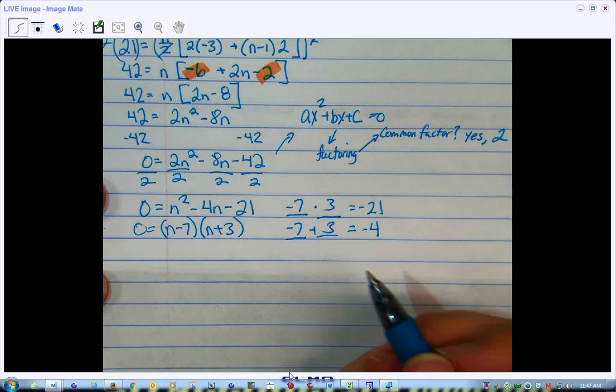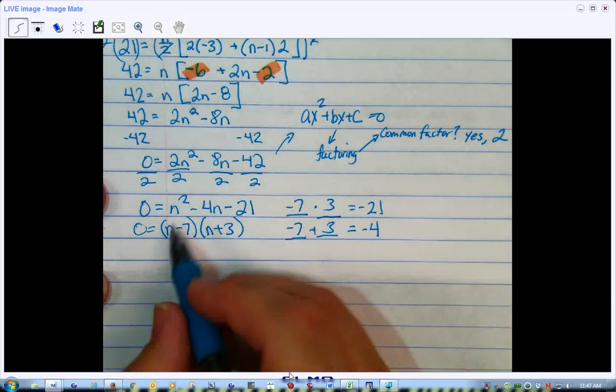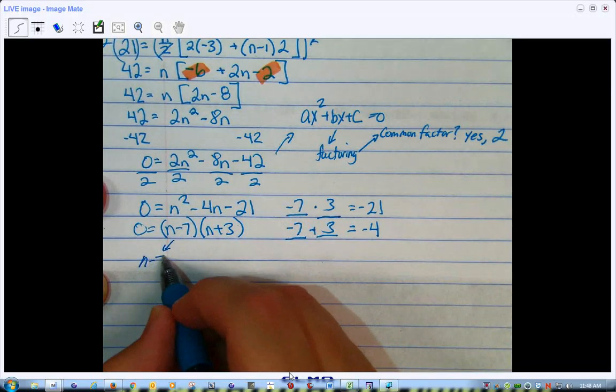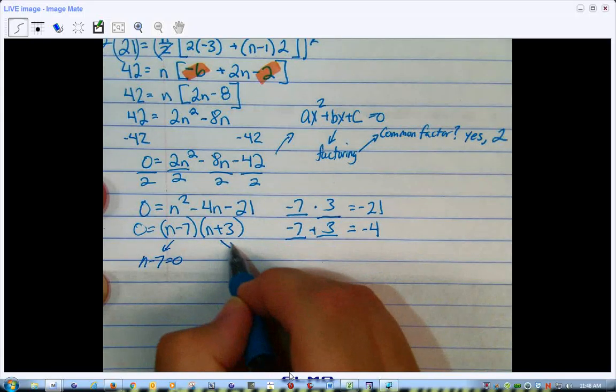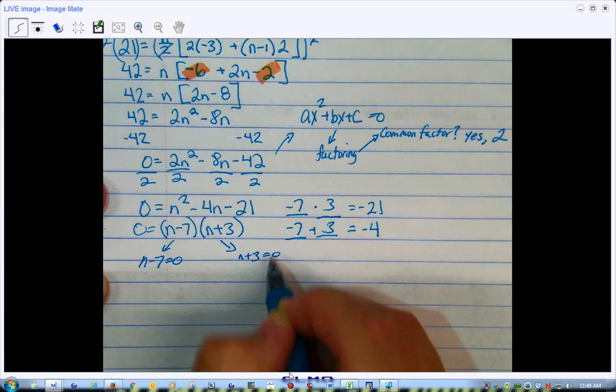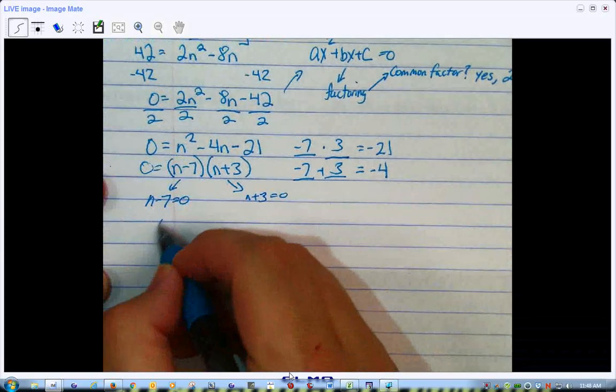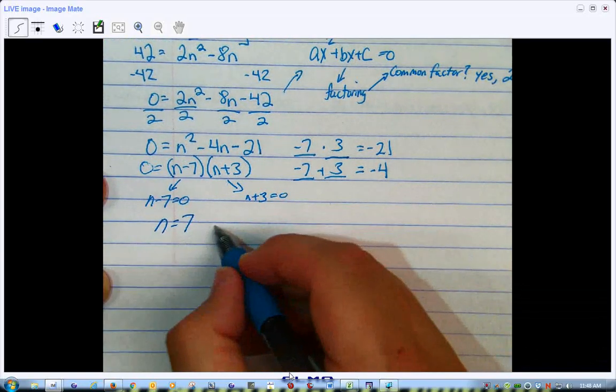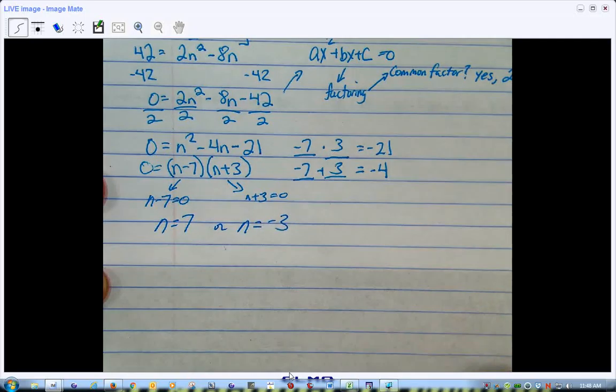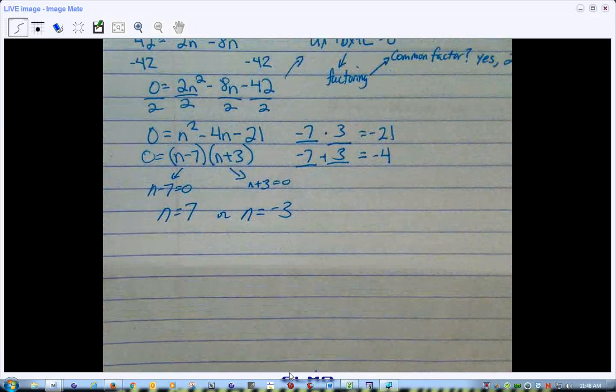So I take n minus 7 and set it equal to 0. Take n plus 3 and set that equal to 0. And then add 7 to both sides, so n is equal to 7, or n is equal to negative 3. Now, at that point, we need to make a determination which n is the actual answer. So think about what the situation is. N is equal to the number of terms.